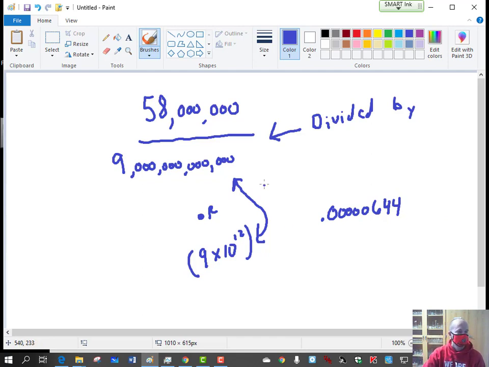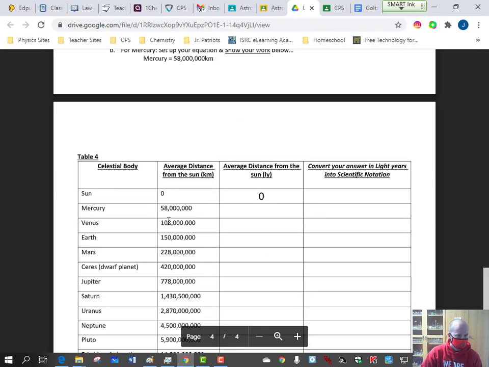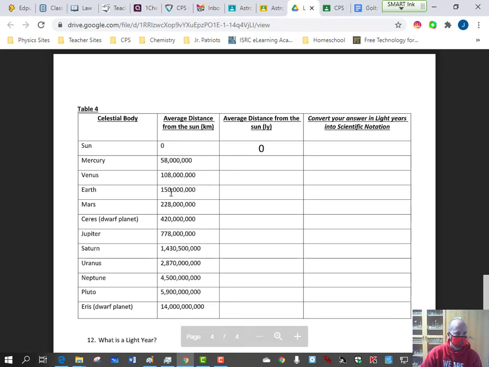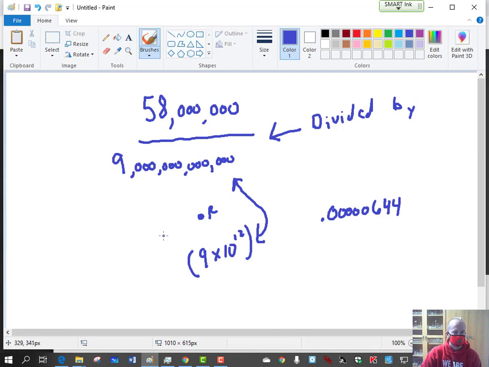If you do write it in scientific notation, like I did, instead of writing 9 with 12 zeros, just make sure you put it in brackets, because then it'll come out right. If you don't put it in brackets, it might not come out right. Once you do that, divide each one by that 9 with the 12 zeros behind it. Divide all those, write those answers here, and then you have to convert them into scientific notation. I'll do Mercury for you, and then I'm going to let you guys go and figure it out.